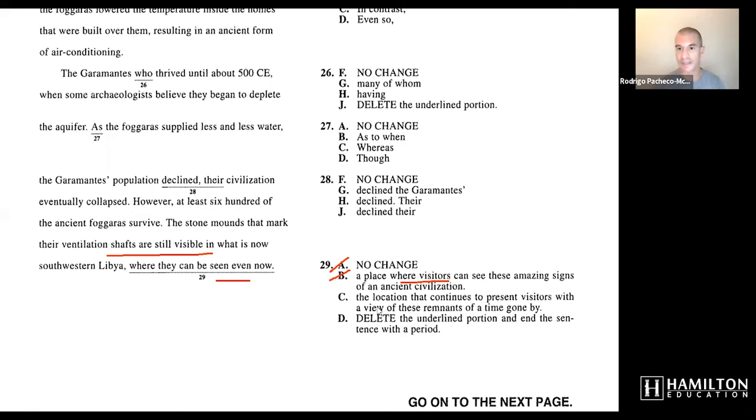C, the location that continues to present visitors with a view of these remnants of a time gone by. We should see that C is very close to B. The wording is very different, but they are about the same in terms of tone and redundancy. So we can also eliminate C. Here we want to delete the underlined portion. This information is already in the sentence itself. So as we see, these three other answer choices would make the paragraph more redundant.